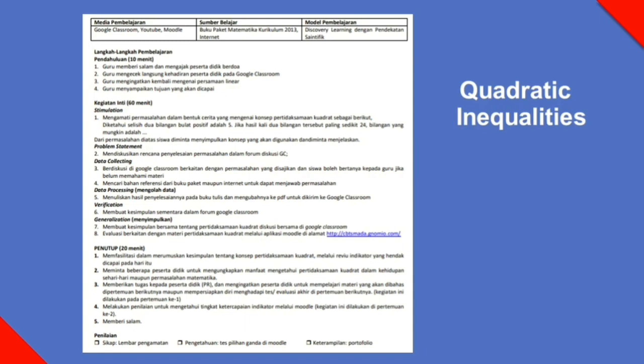The second lesson plan is about quadratic inequalities. In this RPP, we can see something different from before. From this learning media, we know that this class uses Google Classroom, YouTube, and Moodle. In the preliminary, the teacher will check their students' attendance in Google Classroom. And for main activity, this class uses Moodle platform, and so it is with the closing.